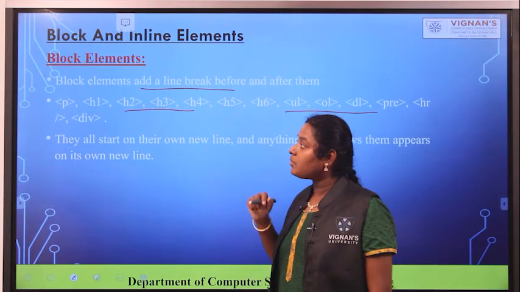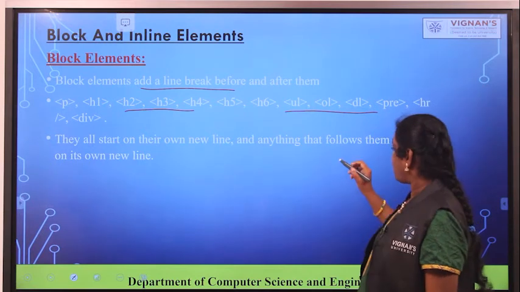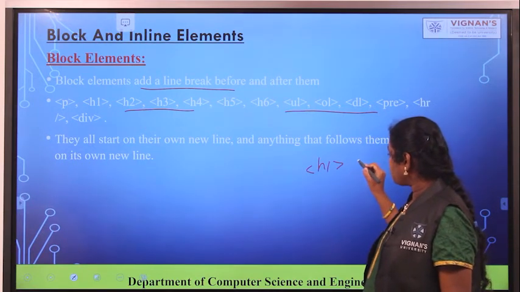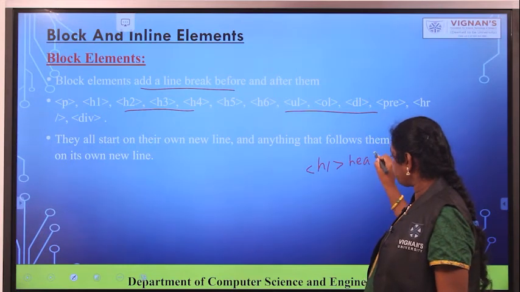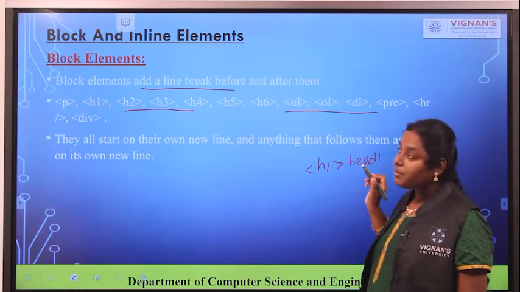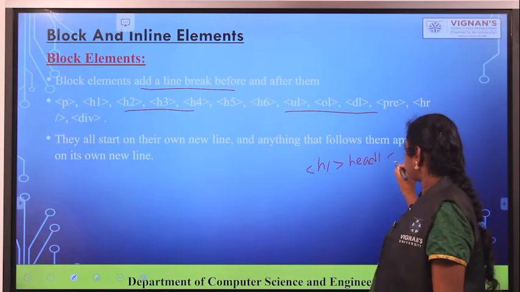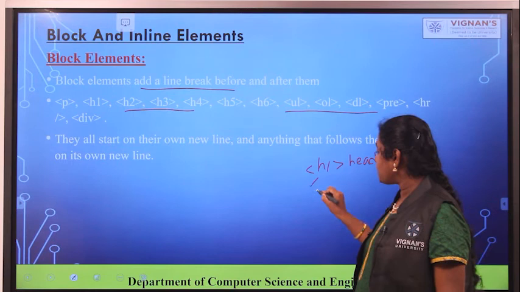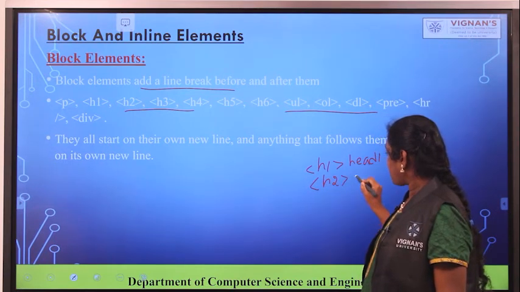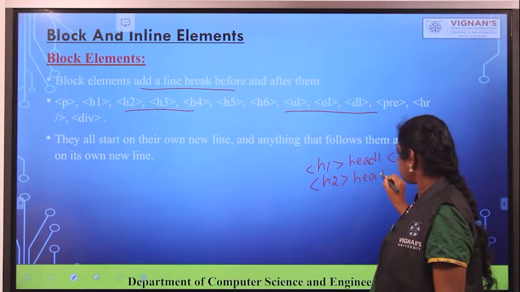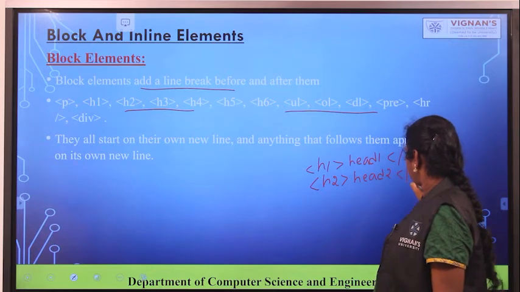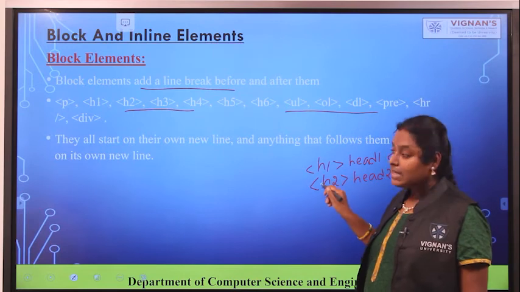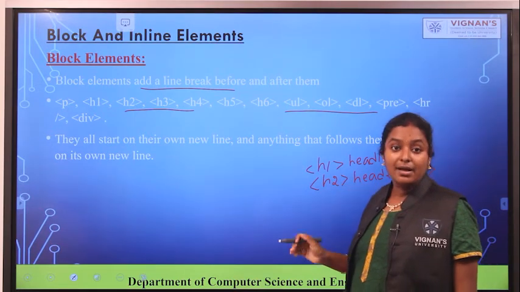For example, if you use the h1 tag in the program, h1 head1, closing h1. I am giving an example for these block elements. Next tag I may take h2, head 2. So what will be the output of these two tags? Generally they will come in a new line.